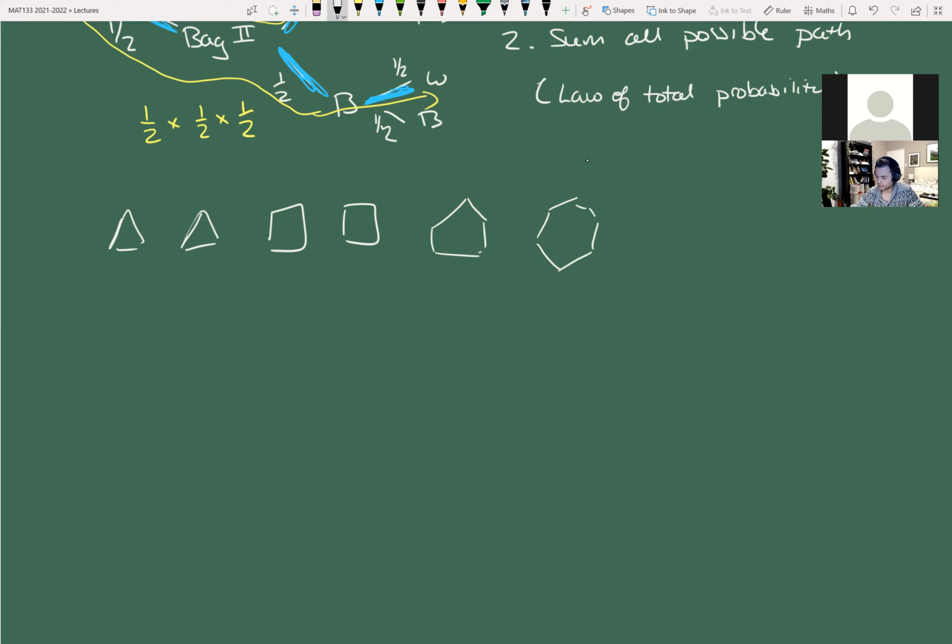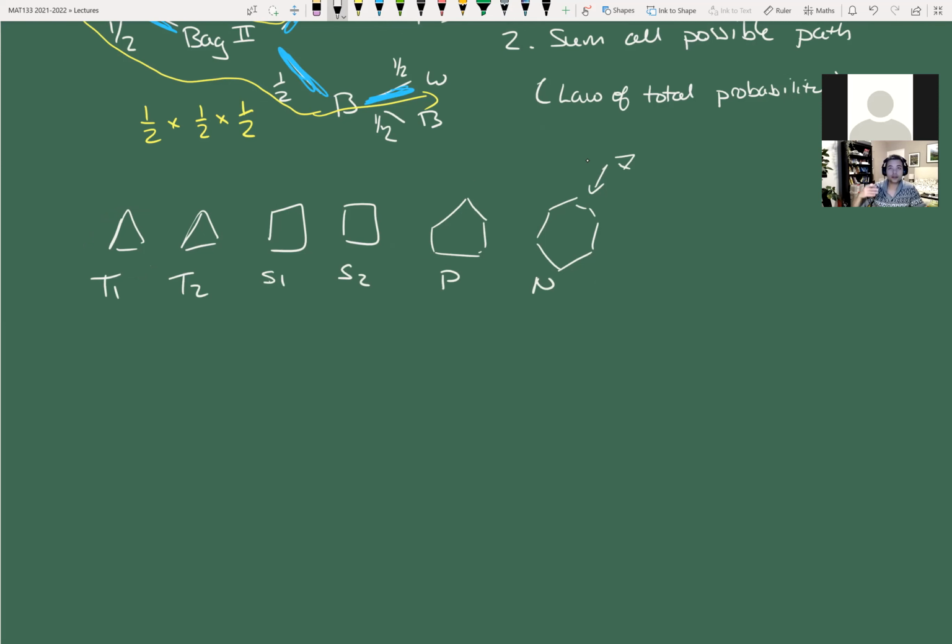Okay, I can't draw a 7-sided shape. This thing has 7 sides. So what's the probability that I choose this thing right here? Right, exactly. And the probability that I choose this thing. Great. Okay, so you agree that they all have the same probability, right? They're all just 1/6. Okay, so maybe let me label these. I'm going to call this triangle 1, triangle 2, square 1, square 2, pentagon, and nonagon. Okay, the nonagon has 7 sides.